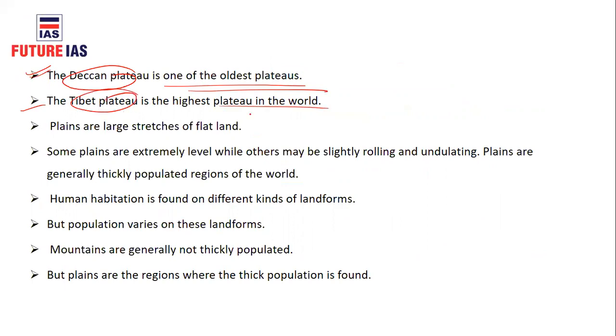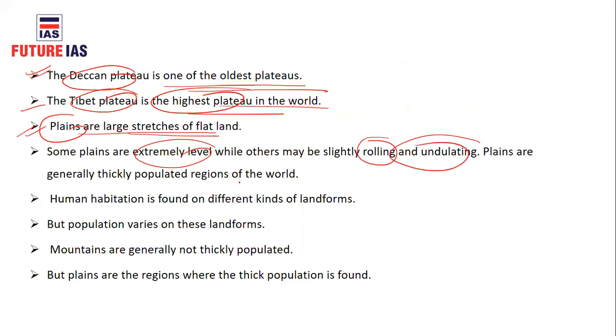The Tibet plateau is also known as the highest plateau of the world because it is located on an elevated portion. And the plains are the largest stretch of flat land where the steepness is very minimal. All right. And the plains are extremely level, you must understand. It is slightly rolling, maybe slightly undulating, but they are generally thickly populated regions because they predominantly consist of alluvial. And these alluvial soils are very fertile in nature and produce a lot of agricultural produce. And because of that, these plains are heavily populated or thickly populated.